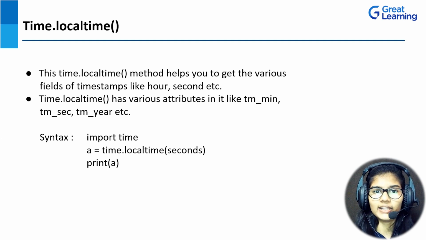So you get a complete, exact detail regarding the local time. I hope I'm clear. The syntax goes: import time, a is equal to time.localtime, bracket with seconds, and here you print a. And this is how you use the localtime function as well.